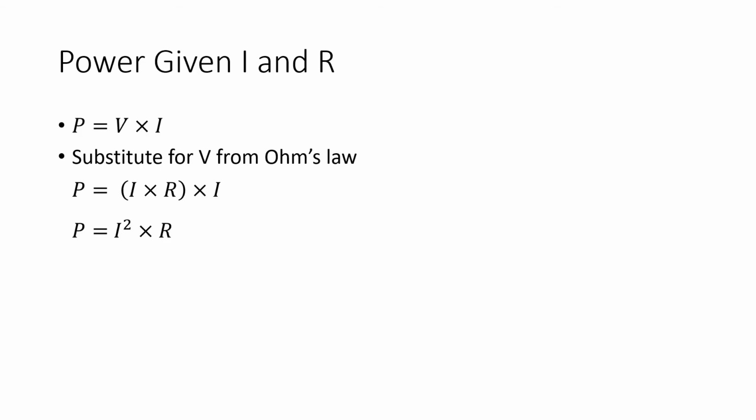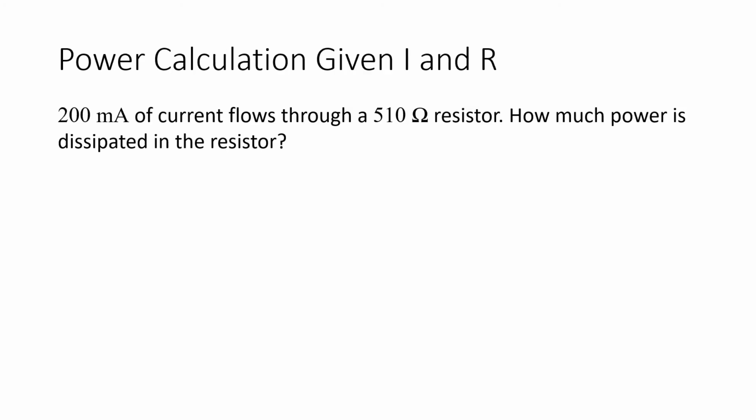Now, there will be instances when you're required to calculate the power dissipated and you're given I and R. Our fundamental equation for power is P equals V times I. However, we can substitute for V from Ohm's law that V equals I times R, and end up with this equation, P equals I squared times R. Let's look at an example.